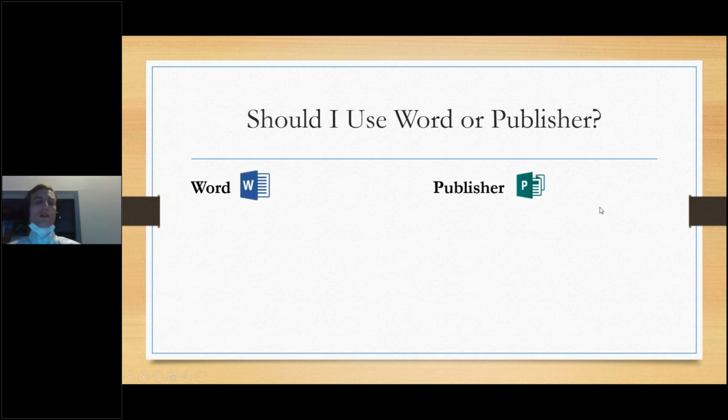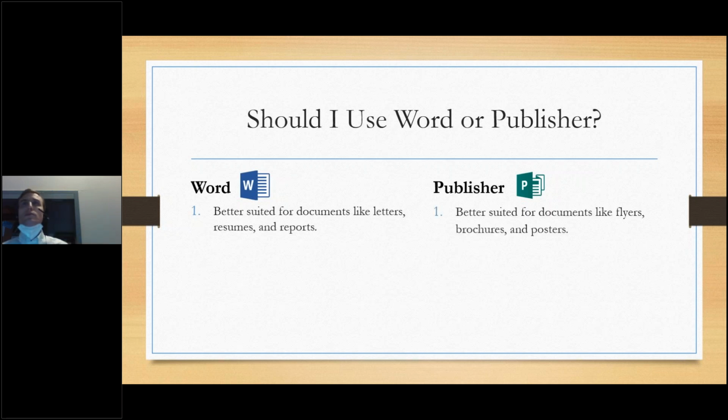So in Microsoft Word, it's better suited for documents like letters, resumes, and reports. Now we can use Word to build graphically rich documents, things like newsletters, flyers, etc. But Publisher is a bit better suited for those kinds of things that are graphically rich, because it comes with other features like built-in layout options and some other bells and whistles that allow us to create those graphically rich materials faster.